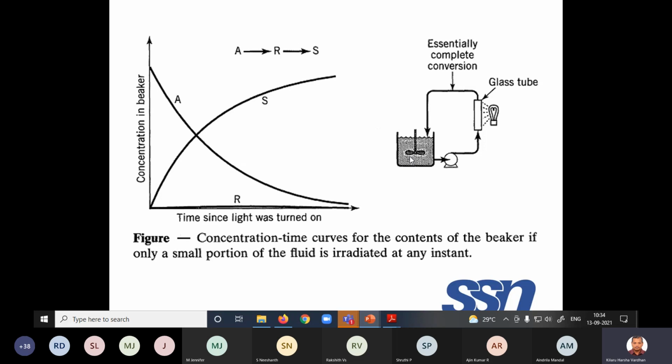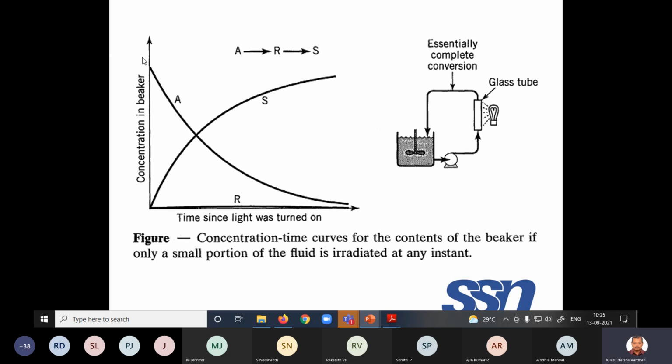Then what will happen? A is giving R, R is giving S, right? So that small amount of R or S is circulated back again. In this process, you are not irradiating A alone. You are taking only a small part, irradiating it, and then sending it back.